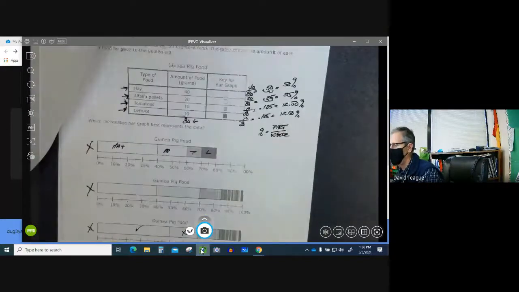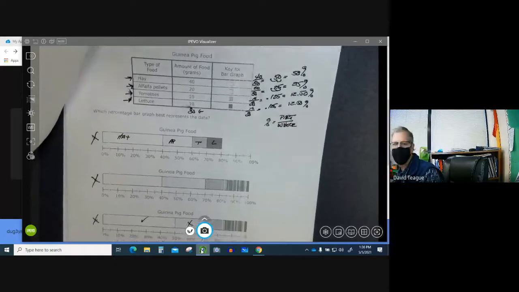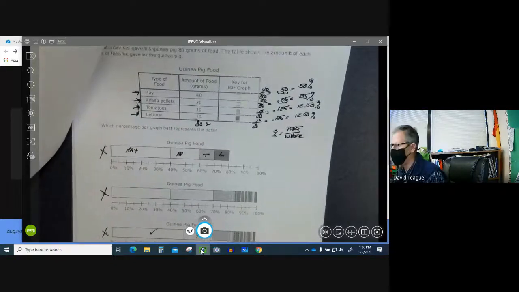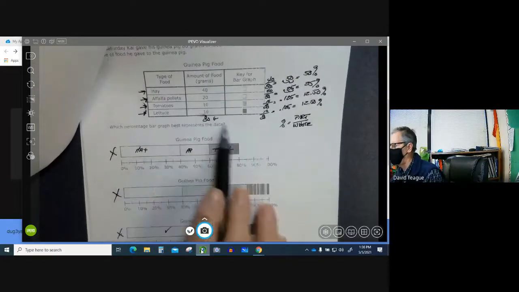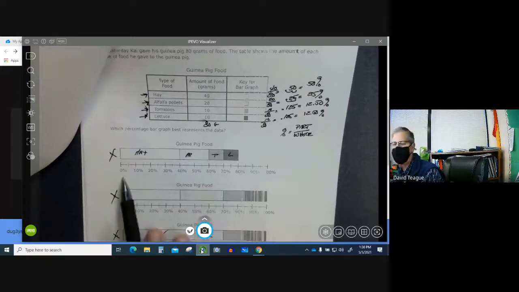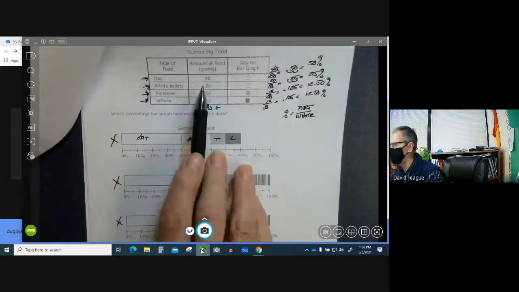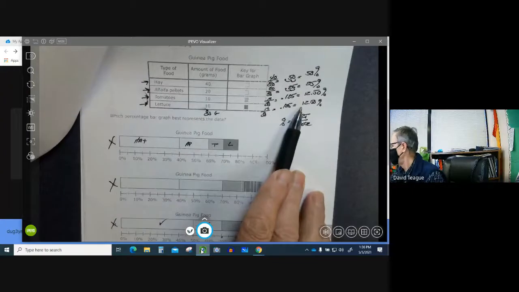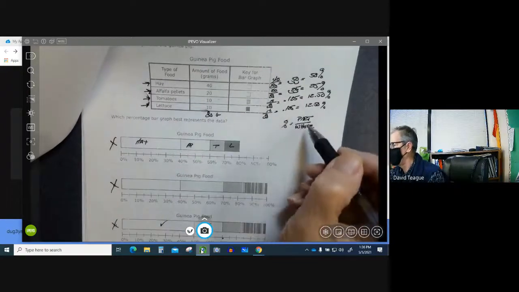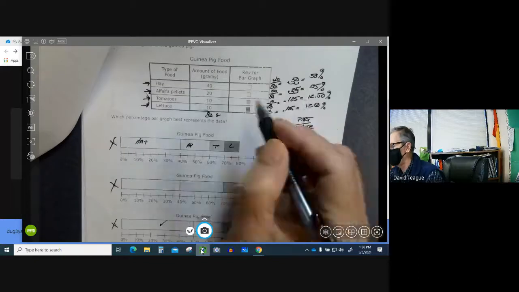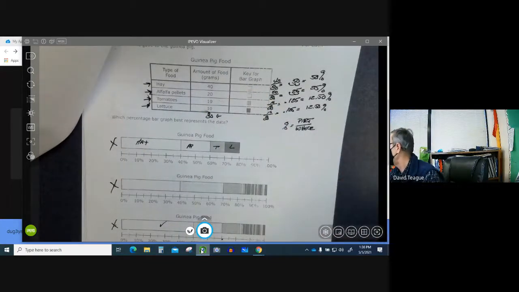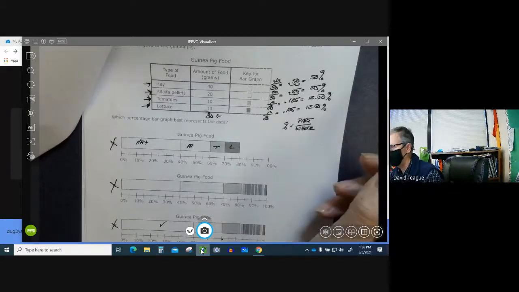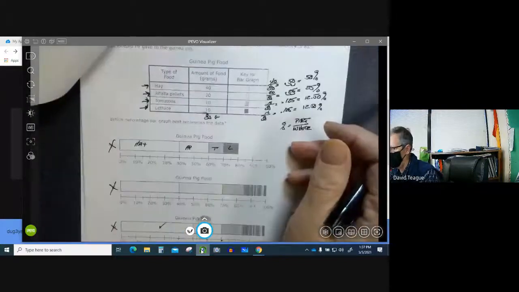Okay, so number 18, it was about the guinea pig food, right? And then you had to find the number line that represented the chart, the data in the chart. And if you notice, everything's in percents. So you had to convert your chart to a percent. And just always remember, percent is part over whole, right? So you have to know your total number, and then you find what part that is and convert that to a percent. Okay.